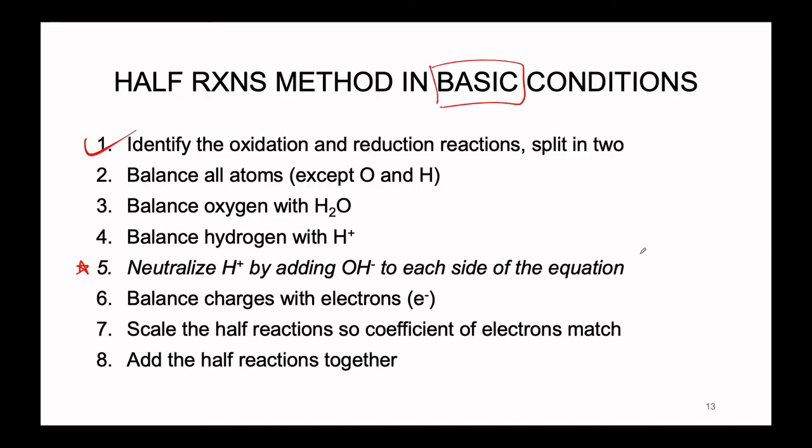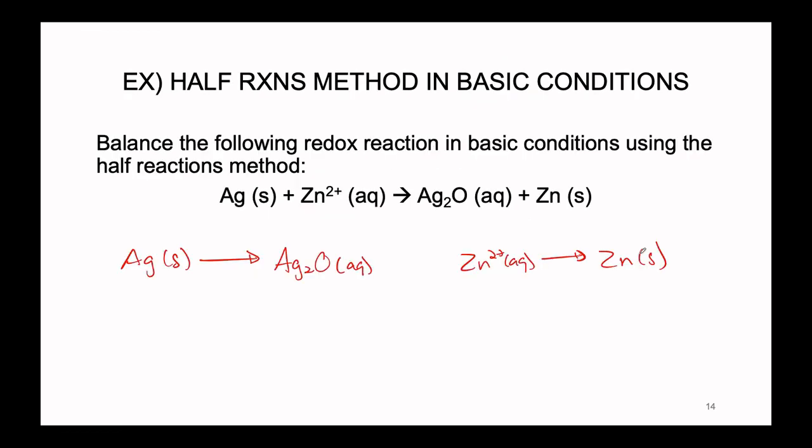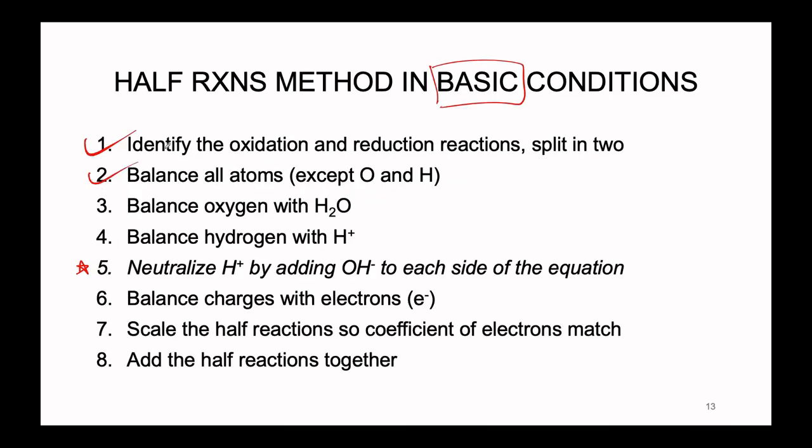All right, so we're going to balance all atoms except for the oxygens and the hydrogens. There's only one thing that we need to balance, and it is the silver in the first reaction. Since we have 2 silvers present here, we're going to have to add a 2 in front of the silver as a reactant to make sure that that is balanced. So step 2 is complete.